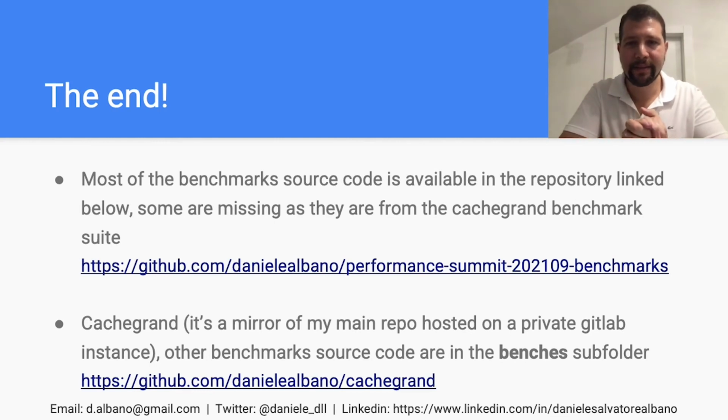Well, this is the end. The code that I used to generate the benchmarks is available on a GitHub repository that I created ad hoc for the summit. Some of the benchmarks are from the Cachegrand code base as well. The code is in the bench subfolder. You can follow the README to figure out how to build and run them.